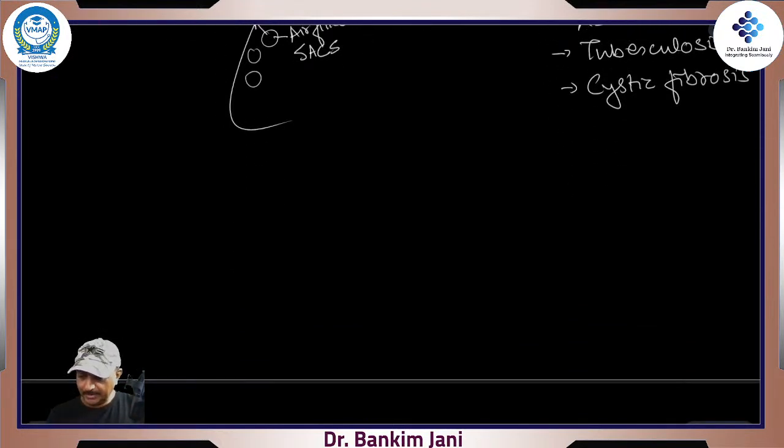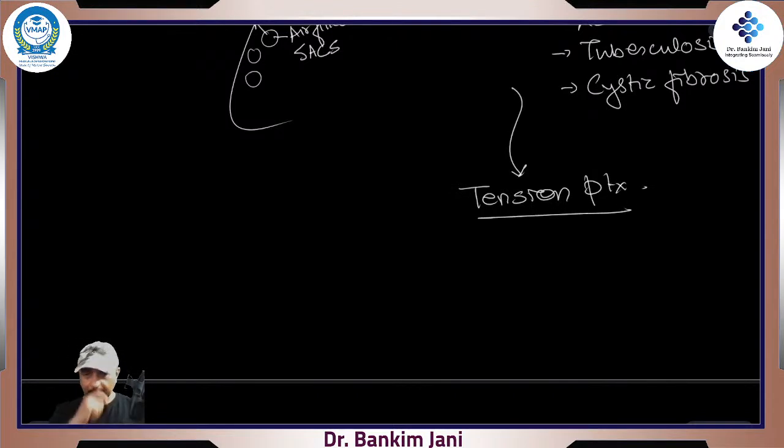Now, it can lead to something called tension pneumothorax. In tension pneumothorax, it happens like this: this is like normal pleura, and there is a break. Now this is a break. So air enters and it will lead to this pneumothorax. Air will start accumulating. So that is pneumothorax.